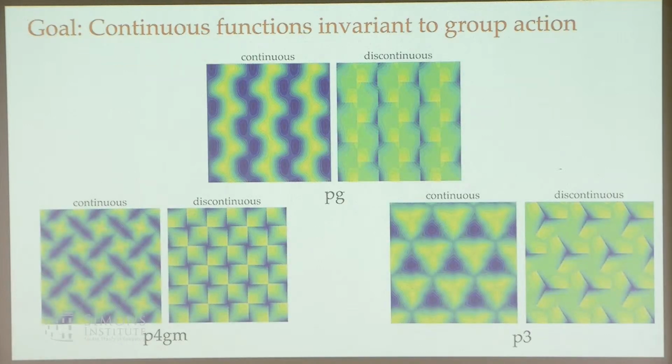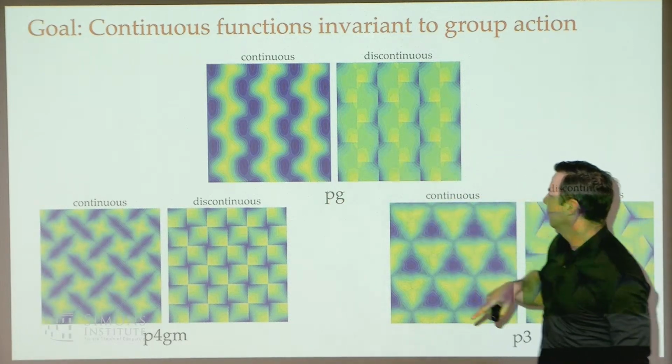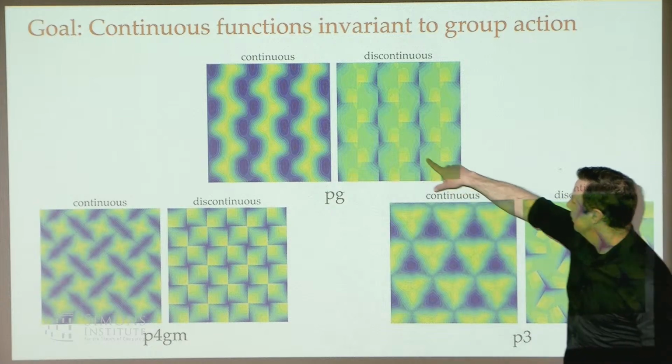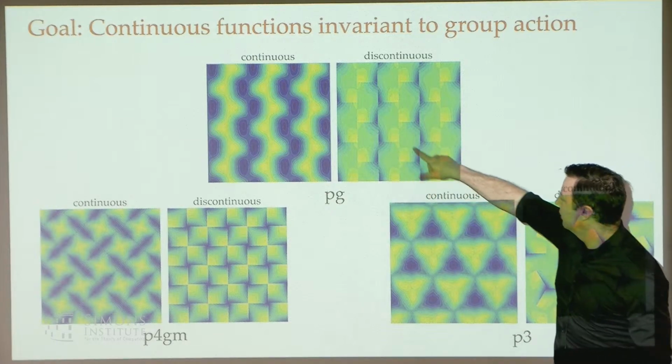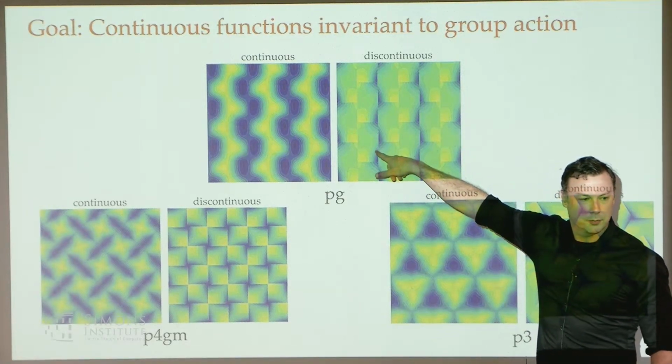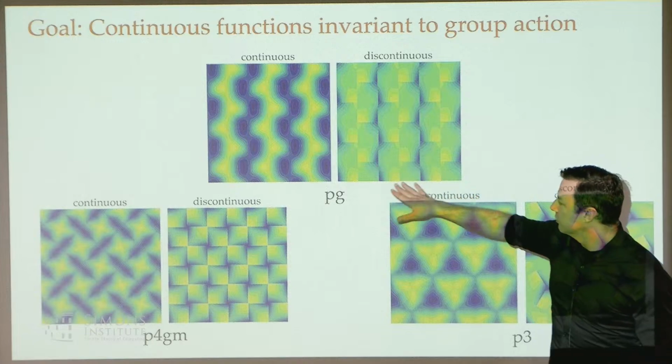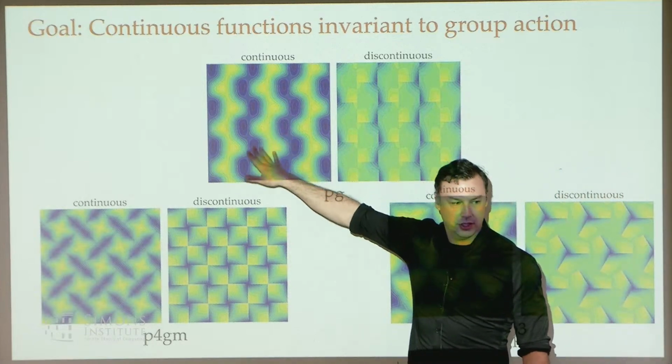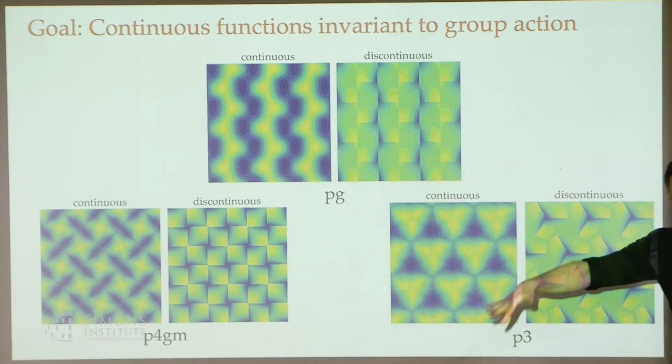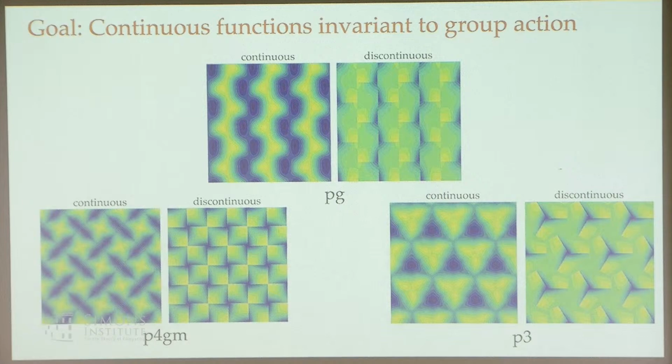In pictures, the way to think about it is what we're after are things that look like this and not like this, right? So this is a function that's invariant, but you can see we get these hard edges across the boundaries of the tiling. Whereas what we want are things like this that are invariant, but smooth, where you can't just see where the tile ends.